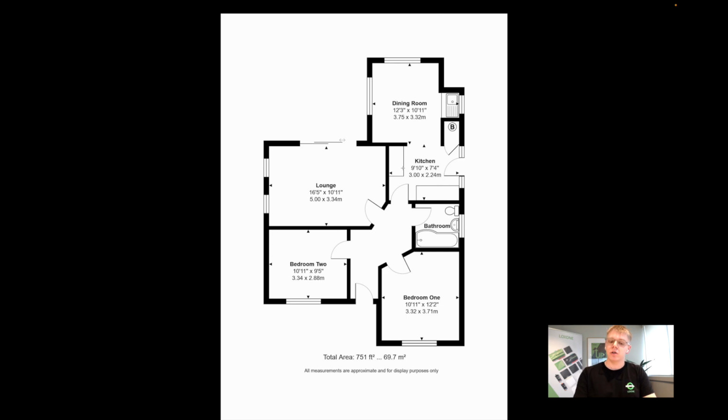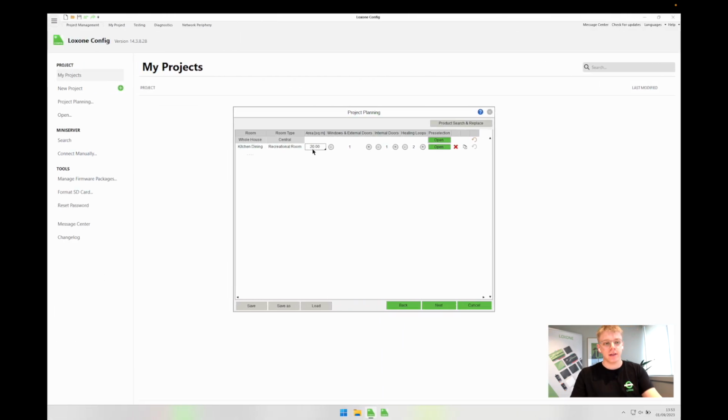So that's going to give us a total of 19.17 square meters for the kitchen diner. So we'll round that up to 20, and there you go. 20 is there by default, so we can leave it as is. Now you've got windows and external doors.